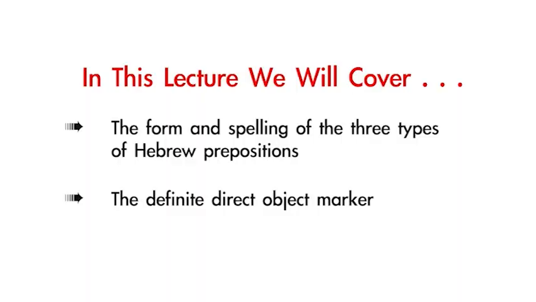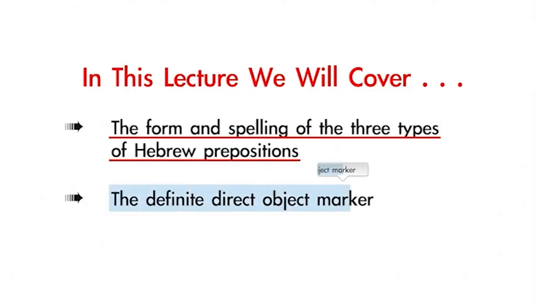Welcome to the lecture for Basics of Biblical Hebrew, Chapter 6, Hebrew Prepositions. Now in this lecture we will cover the form and spelling of the three types of Hebrew prepositions, yes, three types of Hebrew prepositions, and then we'll cover quickly the definite direct object marker in Hebrew, and we'll learn what that is in a few moments.